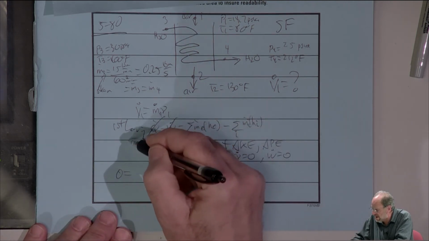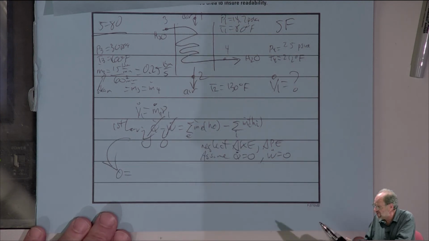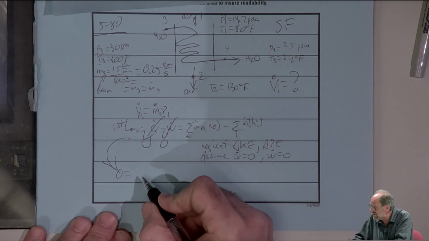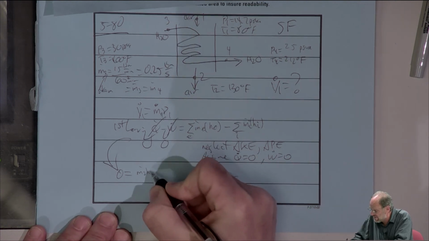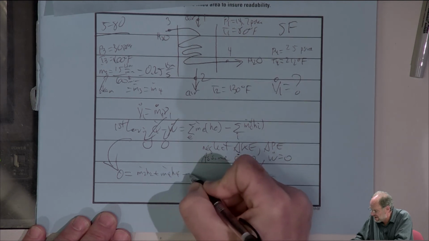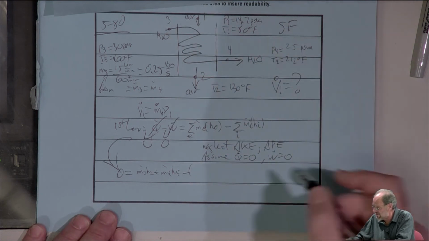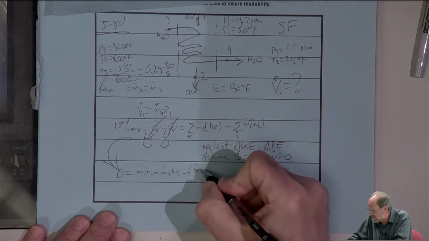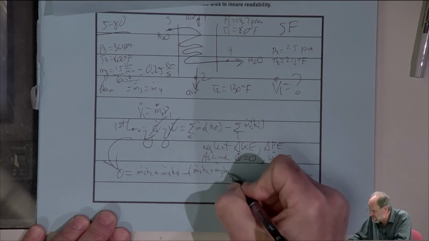So first law, keep working on the first law. So we have two exit flows, right? We have the air that comes out and the water that comes out. So we have m dot 2 H2 plus m dot 4 H4. And then we have two inlet flows, right? The air and the water come in at 1 and 3. So we have m dot 1 H1 plus m dot 3 H3.